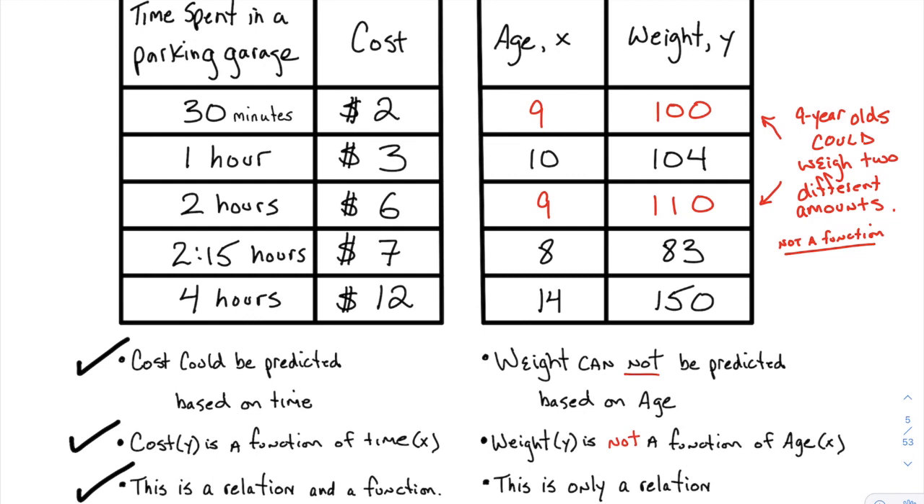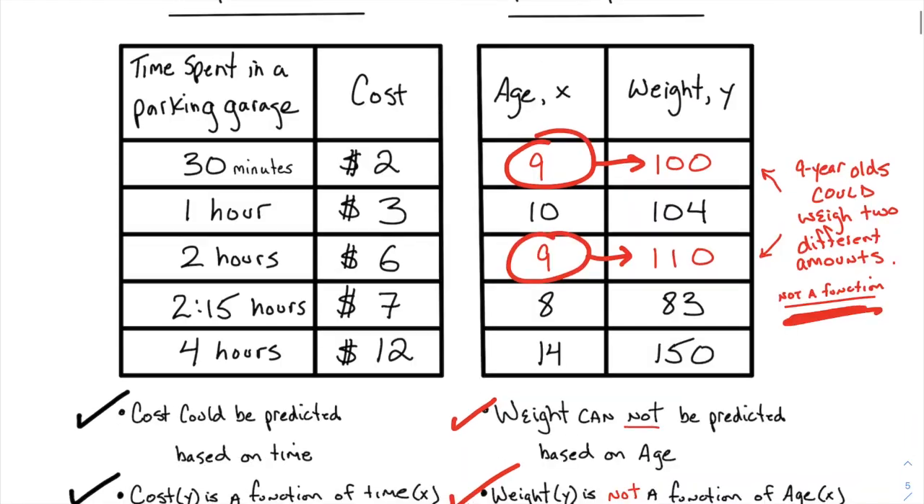Look on the right-hand side. I'll use red because it's an anti-example. It's a non-function. Weight cannot be predicted based on age. Weight is not a function of age, and it's not because I see this pair of 9s go to two different values. And this is a relation only, not a function.